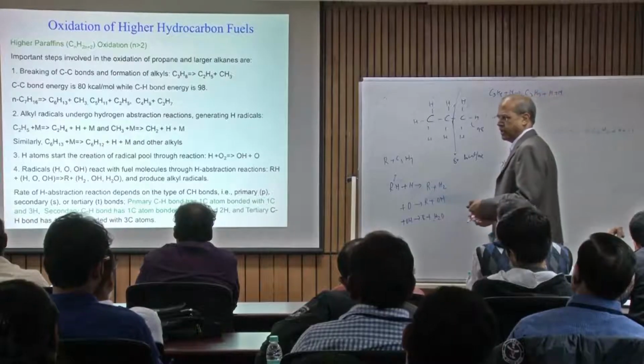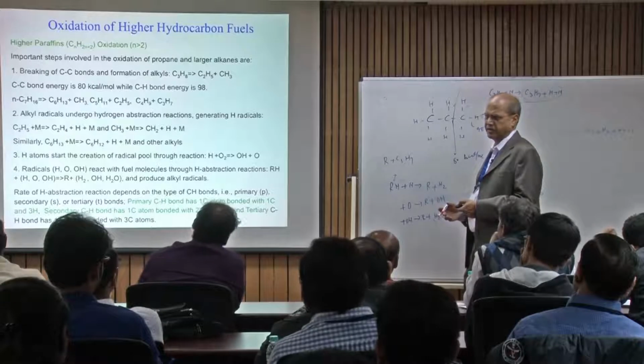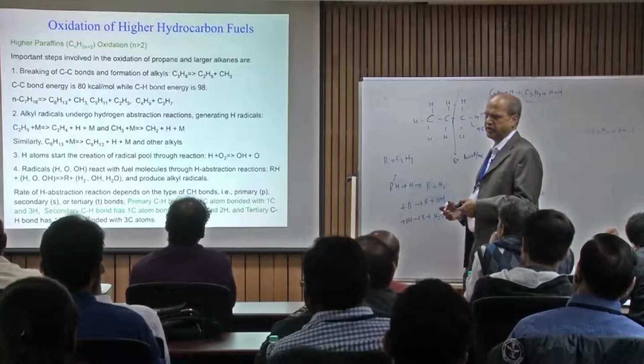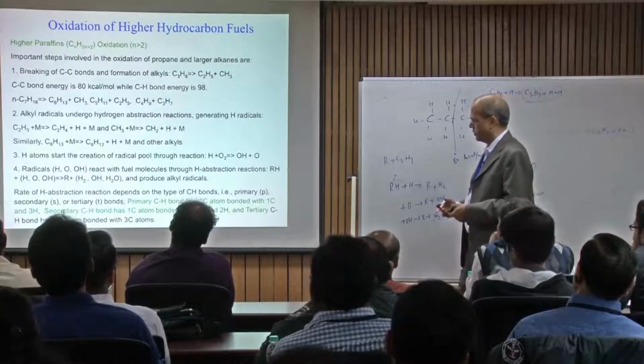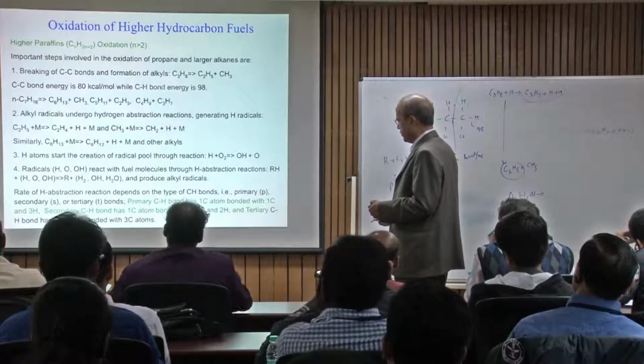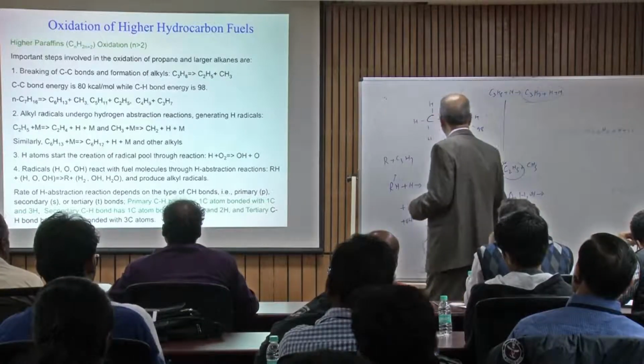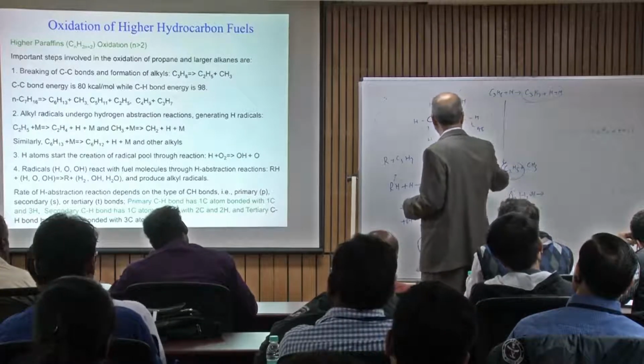Which reactions will occur becomes more temperature dependent. Because some bonds require more energy for breaking. So primary CH bond has one C atom, so we can go back here to understand that.